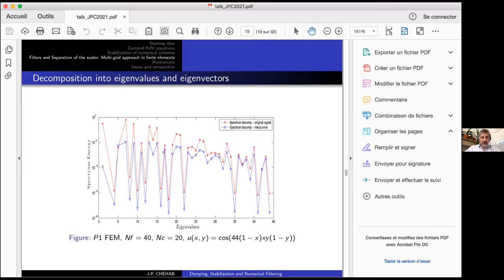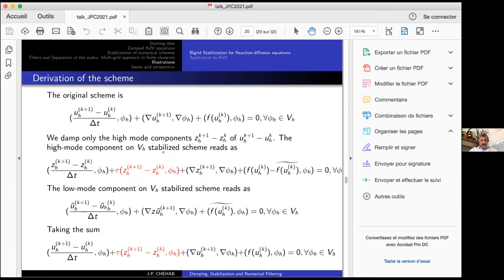Another illustration here with P1 elements is exactly the same thing. Sorry, now, because we don't have more time. What, 2 minutes?